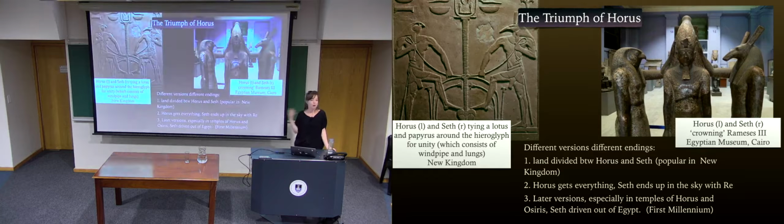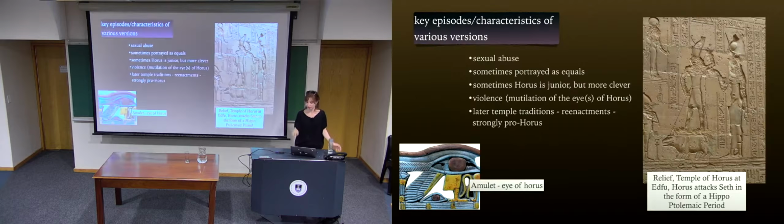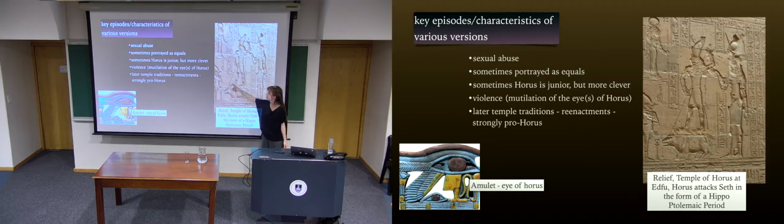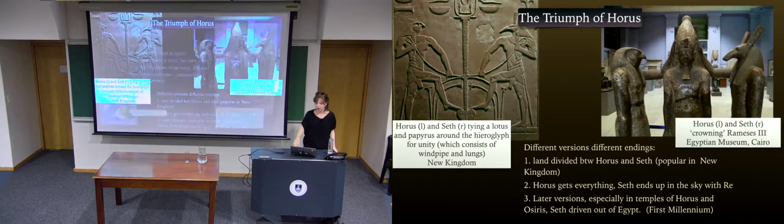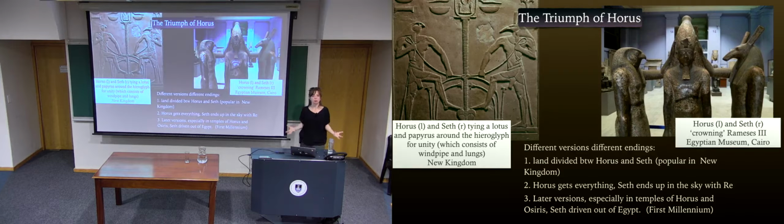Long story short, Horus triumphs. There's different versions though. Sometimes he triumphs by physically defeating Seth. Here is Horus stabbing Seth, as a weird-looking hippopotamus, in the skull, with Isis kind of helping him right along. Other times, the gods just kind of rule that Horus is correct. There's different versions.